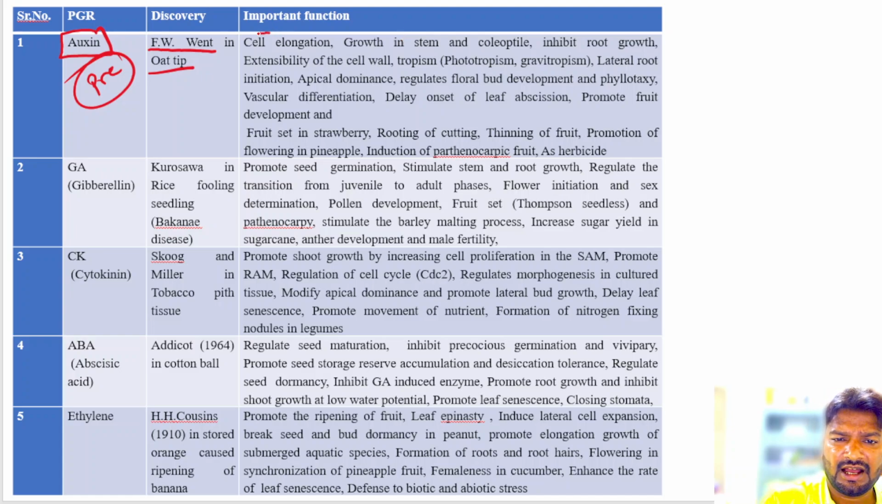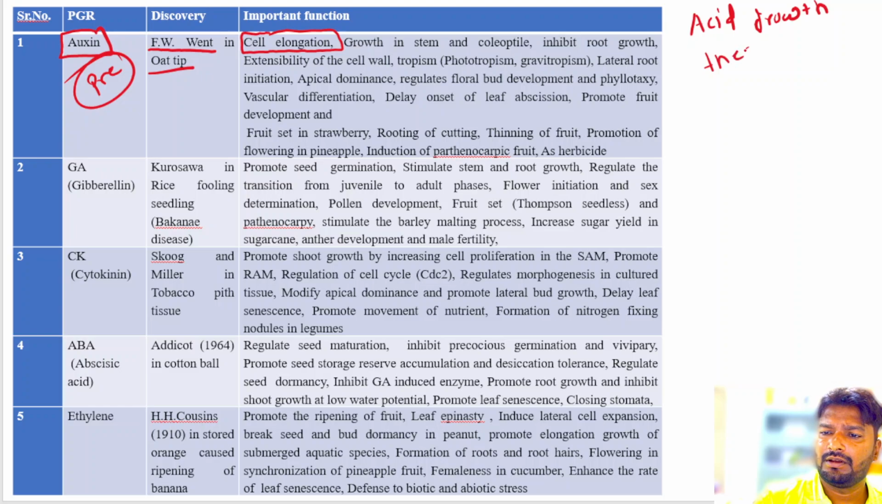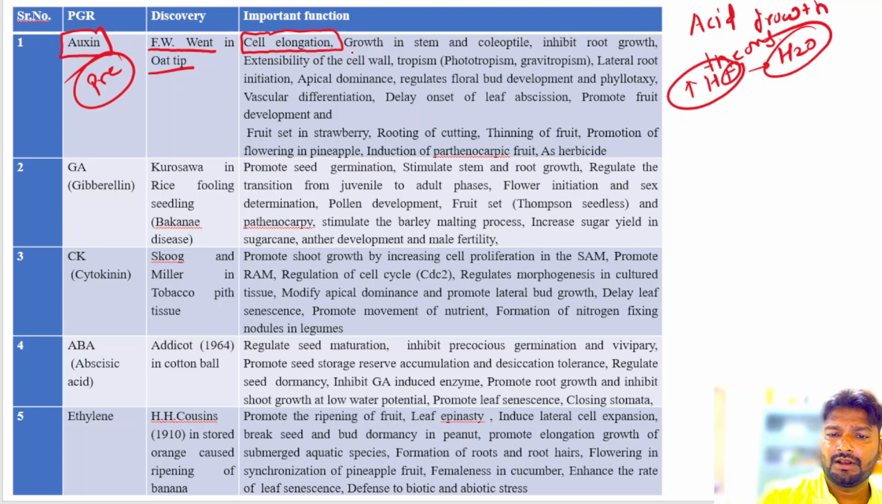The first function is cell elongation. Auxin has an important role in the elongation of cells, because you have heard about the acid growth theory: auxin increases the proton concentration in the cells, and also the movement of water into the cells. Second, growth in stem and coleoptile. Auxin has an important role in the growth of the stem and the coleoptile.